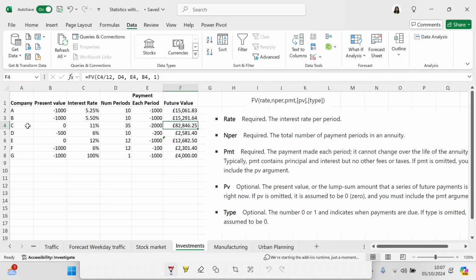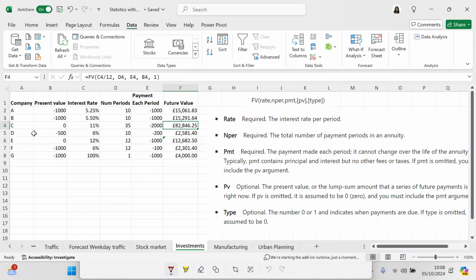And then the number of periods is going to be 35. Payment each period is going to be 2,000. Payment at the beginning is going to be 0. It's going to start out at 0, and at the end of 3 years you're going to have 82,846.25, because you've got 35 payments, 1 payment each month.